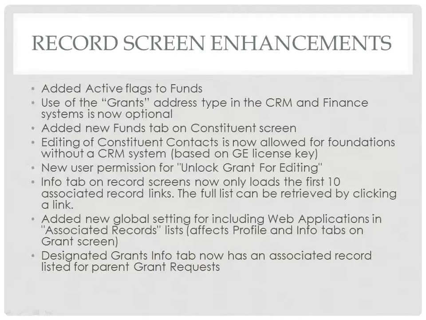And then finally here, the designated grants info tab now has an associated record listed for parent grant requests. This is another new feature we'll talk about in a moment. Grant requests, grant recommendations that are made online by your donors in Spectrum can now be made as recurring payments, open-ended. I want to give $1,000 a month in perpetuity. And when those come in, they're not processed as grants, they're processed as designated grants. We'll talk about that in a second. But we've added that associated record link for the parent grant request on the designated grant record.